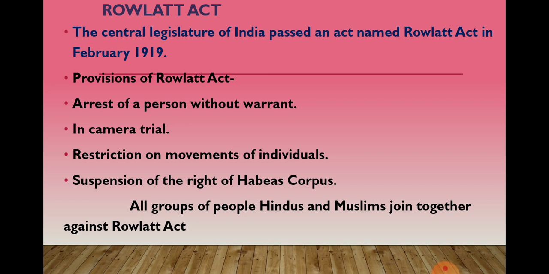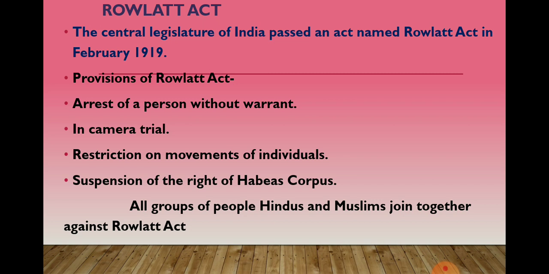As all the provisions of the Rowlatt Act were against the freedoms of the people, all groups of people, including Hindus and Muslims, joined together against Rowlatt Act. Mahatma Gandhi saw this as the best opportunity to unite the Hindus and Muslims. So he took the leadership of the non-cooperation movement.